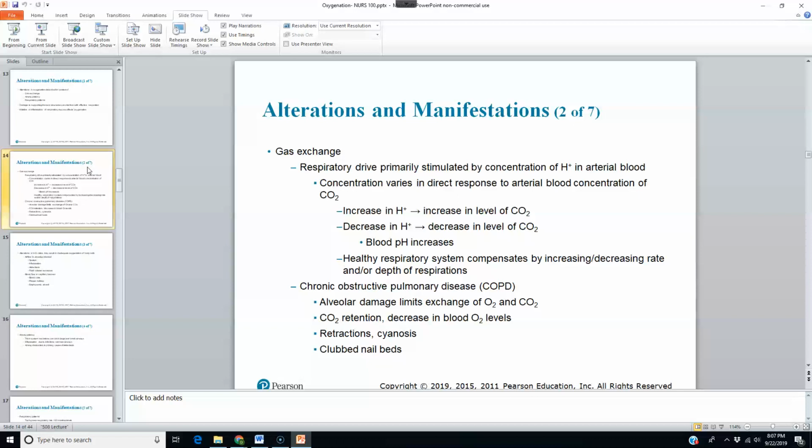Chronic obstructive pulmonary disease: alveolar damage limits exchange of O2 and CO2, causing CO2 retention and a decrease in blood O2 levels. These are just what characterizes the kinds of respiratory problems patients will have when they have COPD: retraction, cyanosis, clubbed nails.